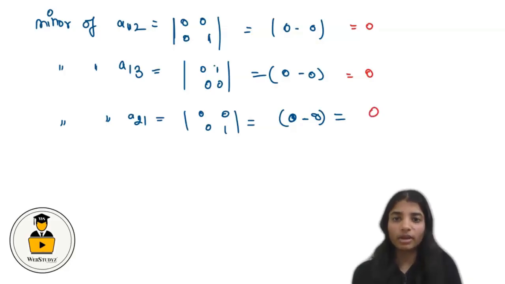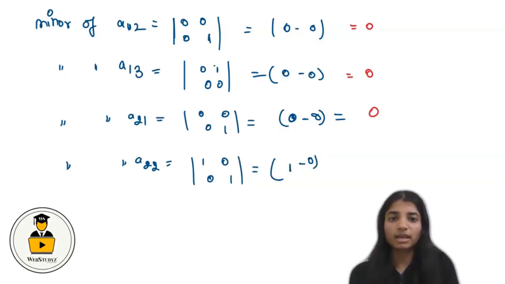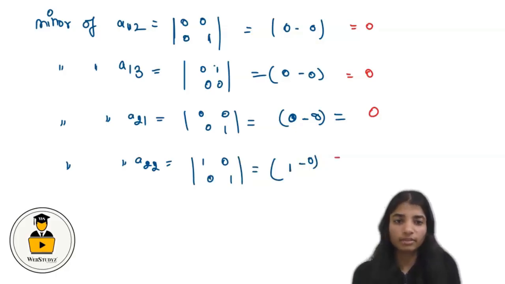Now in the same way, we are going to find the minor of A22, cancelling the row and column in the determinant in which the element A22 lies, and write the rest of the elements in the form of a determinant, that is 1 0 0 1. Now find its determinant: 1 multiplied by 1 is 1, minus 0 multiplied by 0 is 0. So we can say that the minor of A22 is equal to 1.